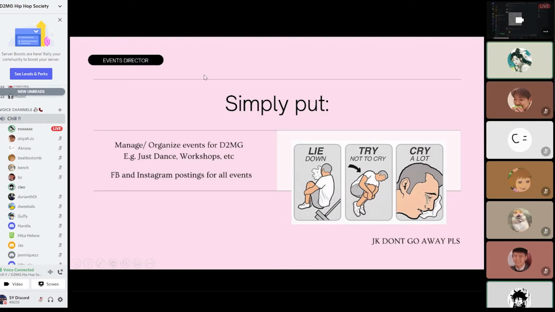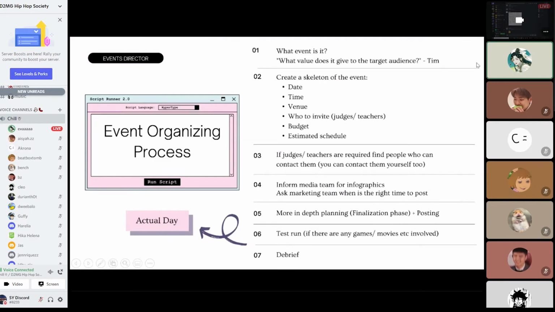And then this is the organizing skeleton process of how an event should be managed. So the first thing is, what event is it? And the second thing is, I quote Tim, what value does it give to the target audience? So you have to think, do people want this event? Will people join it? That's the main thing, the start of everything.